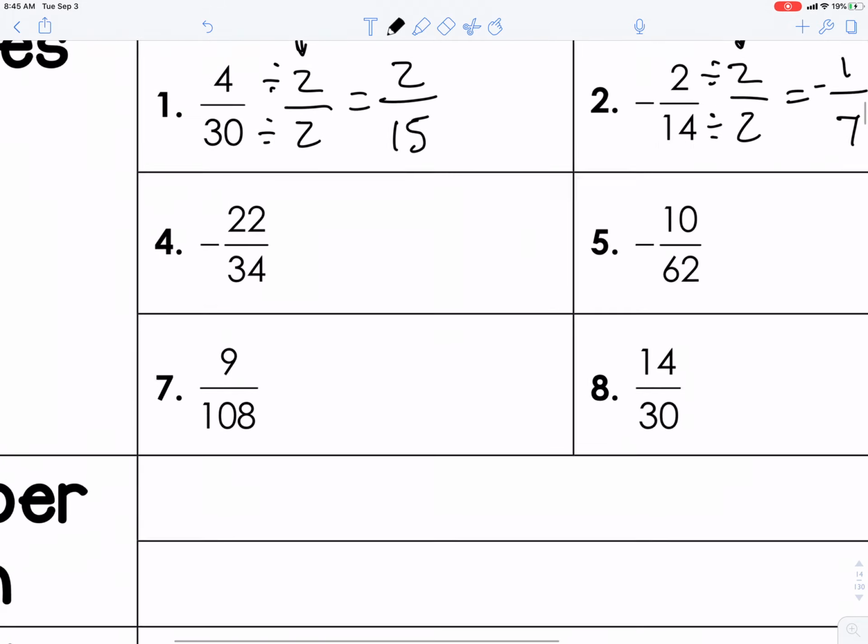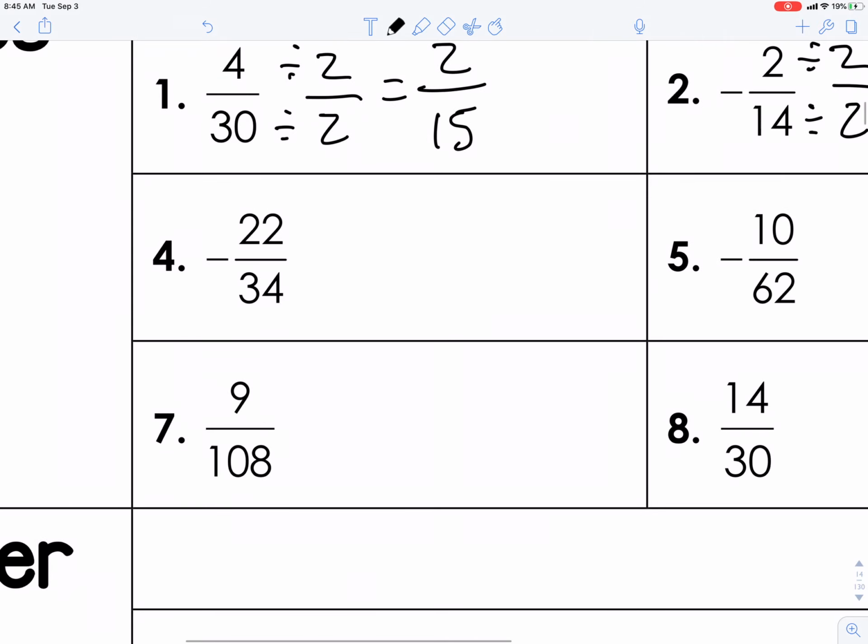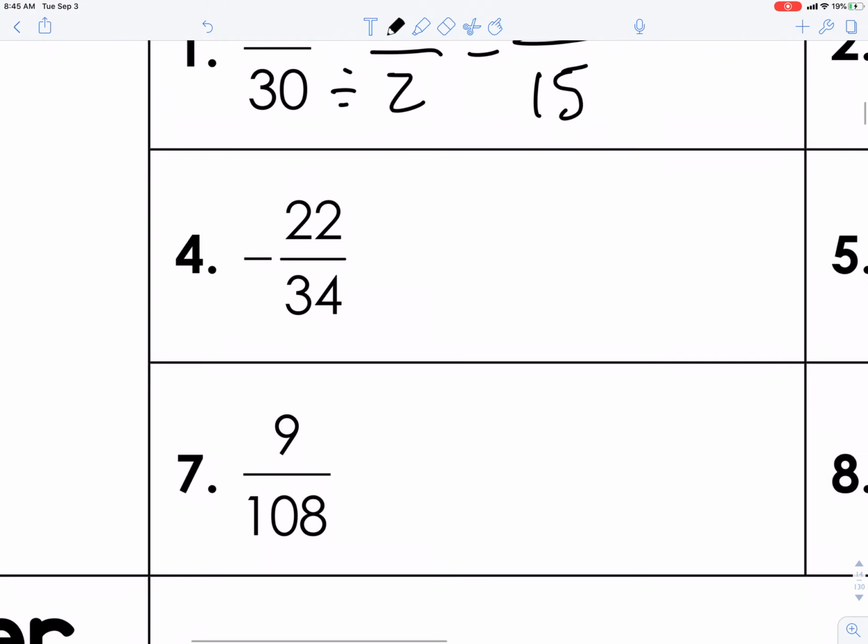Let's go to this one. Sometimes you gotta go in baby steps. I'm going to look at number 4 and go, okay, those are both even numbers. So I know 2 goes into both of them evenly. So I'm going to try that one first. So I need to divide by 2, divide by 2.